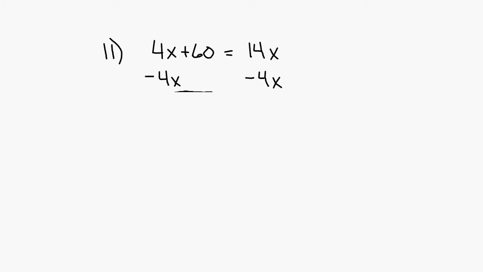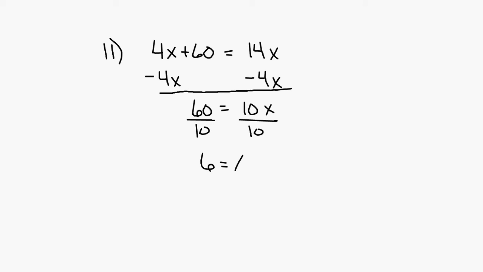Number 11 is just like number 9. So it's going to be 4x plus 60 is equal to 14x. So I would subtract 4x from each side. And 60 is going to equal 10x. Divide each side by 10, and 6 will equal x.